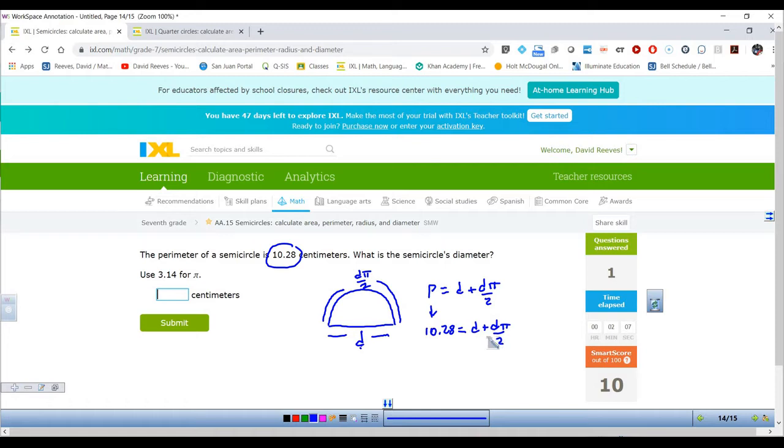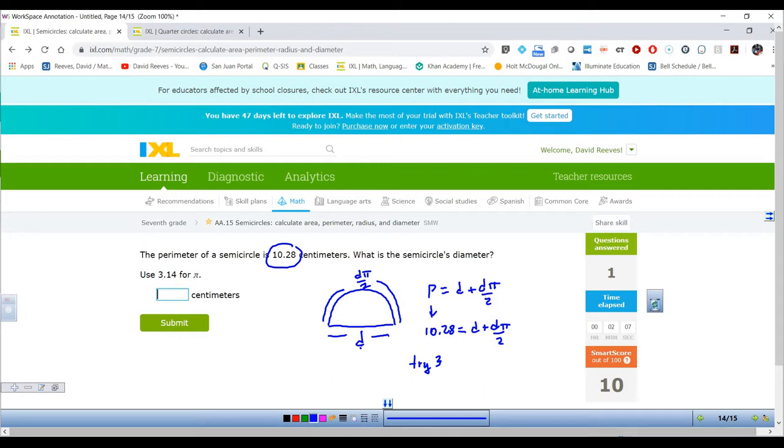Now there's a complicated algebra way we can solve this, but we're just going to solve it by guess and check, because a little bird told me it's going to be a whole number answer. So let's just try 3. We're going to do 3 plus 3 times pi divided by 2.